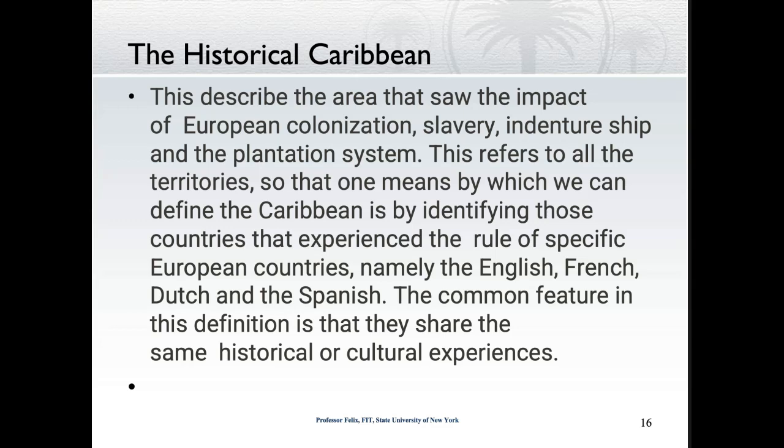Then the historical definition of the Caribbean has it that the impact of European colonialism, slavery, indentureship, and the plantation system unites the Caribbean in that sense. This refers to all of the territories, so one means by which we can define the Caribbean is by identifying those countries that experienced the rule of specific European countries, namely English, French, Dutch, Spanish, etc. So this is perhaps the broadest definition of the Caribbean.